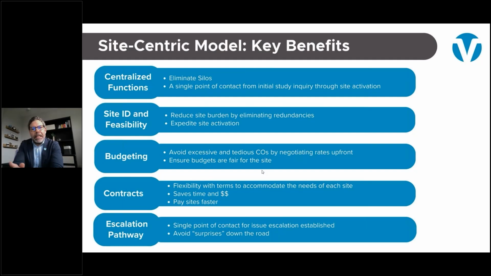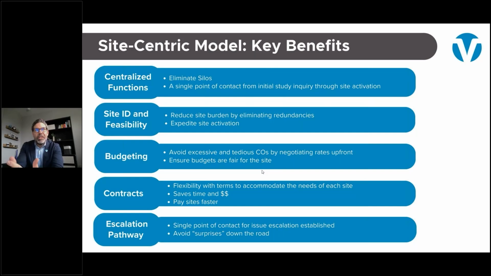So what is a site-centric model? Well, in a nutshell, it's putting the site first, trusting the relationship, ensuring timely and quality deliverables for our studies. You got to centralize the functions, consolidate the tasks, remove those silos, streamline everything from inquiry all the way through site activation. Then you have the site ID and feasibility. You got to take a proactive approach to essential doc collection. You got to eliminate the redundancy and reduce the site burden and sponsor burden.